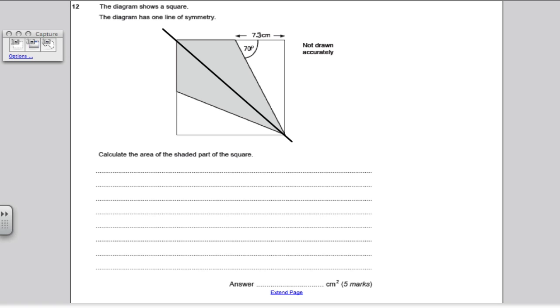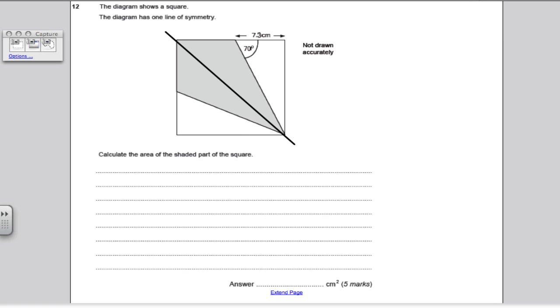Question 12. The diagram shows a square. The diagram has one line of symmetry, so that wasn't in it beforehand. Clearly, for this to have one line of symmetry, this line of symmetry must be this diagonal here, which tells us that this area and this area must be the same, and this shaded plus this shaded are the same as each other. It wants us to work out the area of the shaded part.